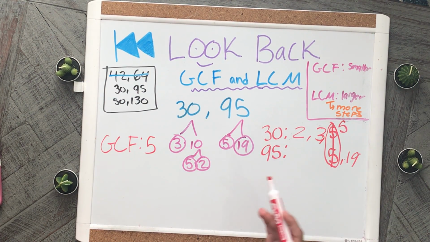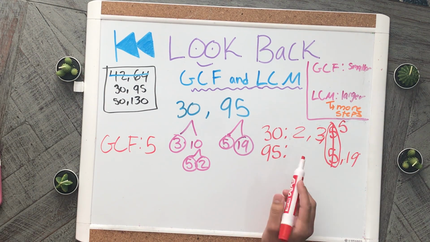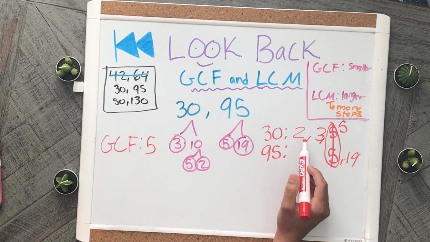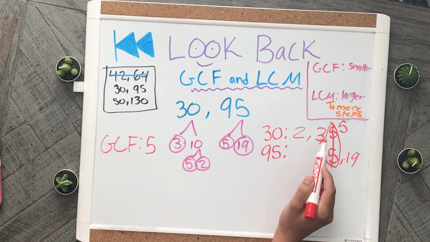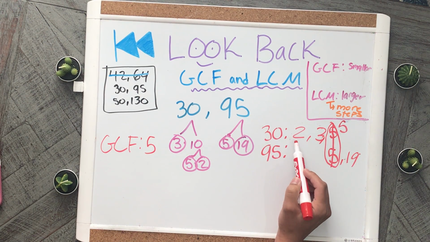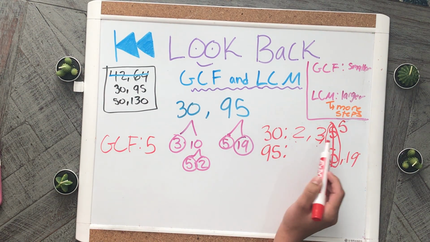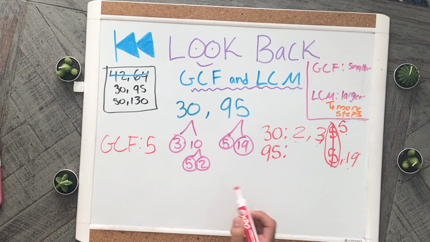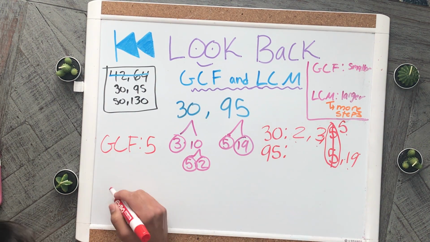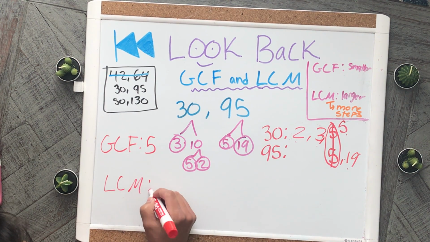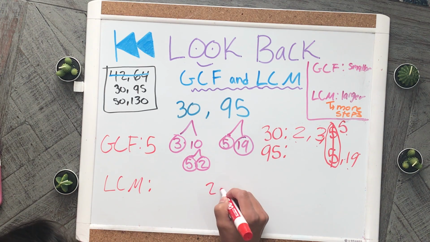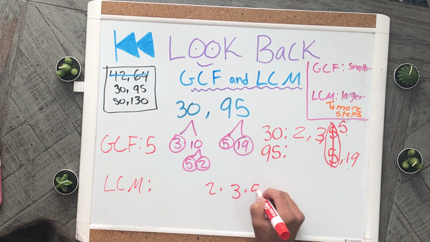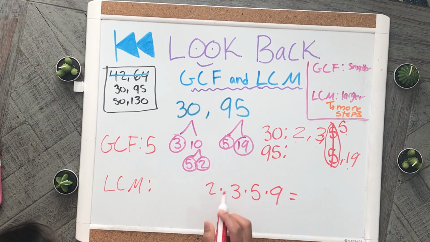We have to do more steps. We have to use more things. So remember that we're not just looking for what's in common, we're looking for all of the factors. So we have a 2, a 3, a 5, and a 19. Okay? So let's multiply those. For the LCM, we have 2 times 3 times 5 times 19. Now let's figure that out.